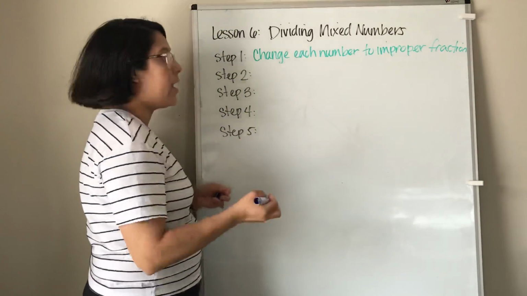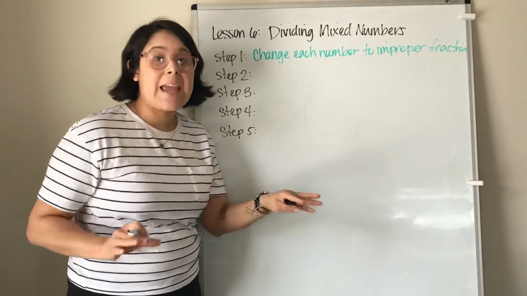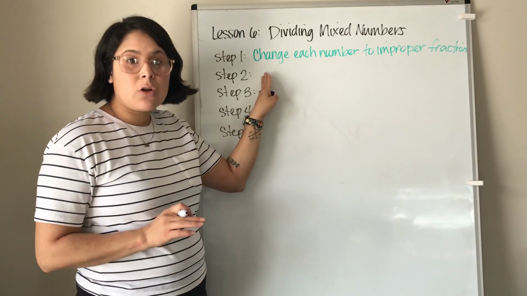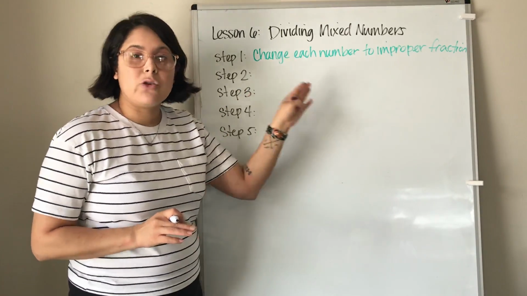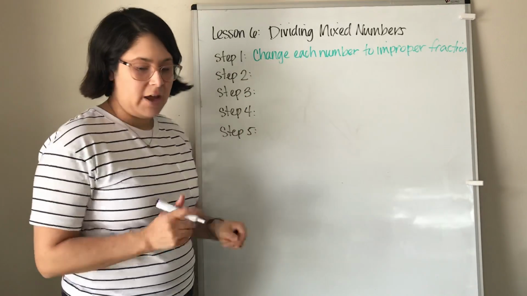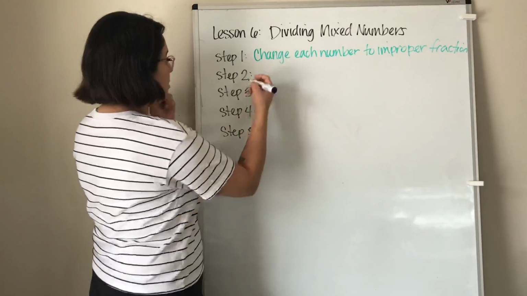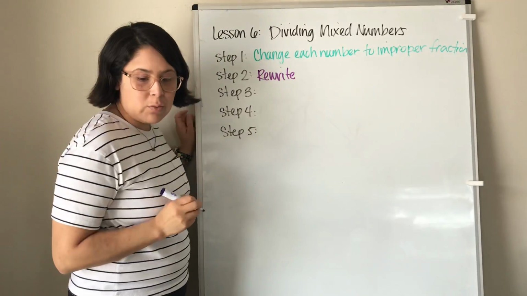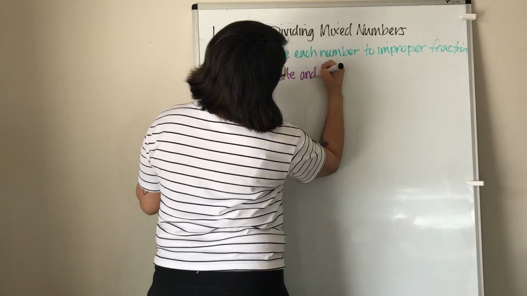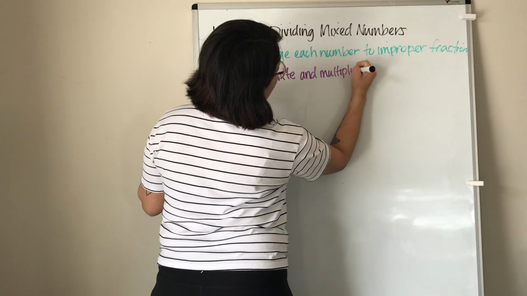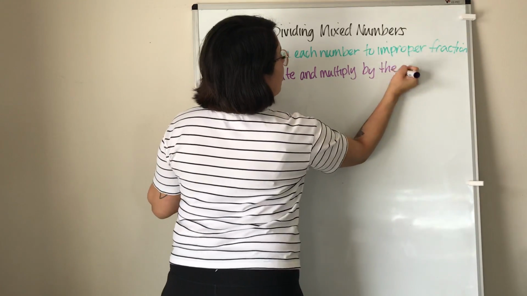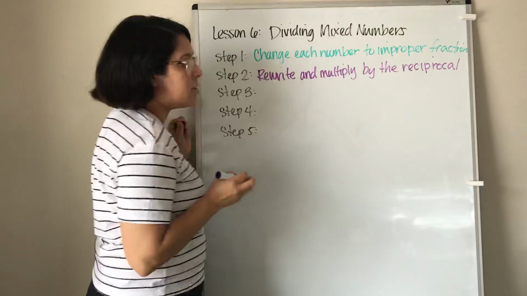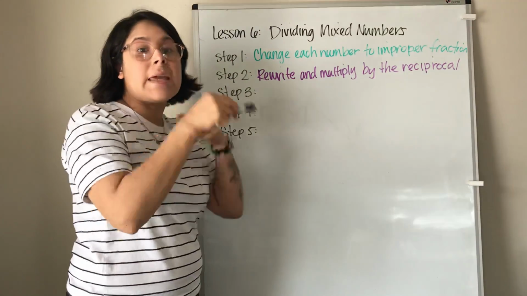Step 2, okay, and then step 2 through 5 is going to be the same thing as we learned in lesson 5, okay? You're going to change the reciprocal, you're going to multiply the numerators, you're going to multiply the denominators, and then you're going to simplify. So you already know these. So you're going to rewrite and multiply by the reciprocal. Again, remember that reciprocal is the inverse of the fraction.